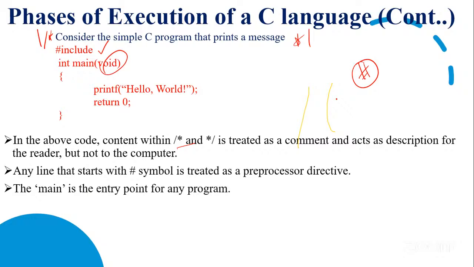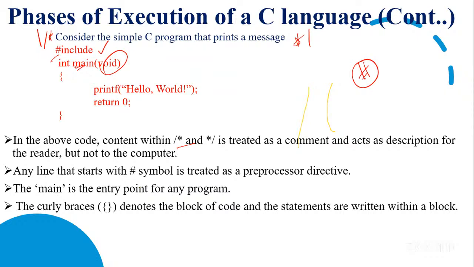The main is the entry point of any program. Whatever you write in C language will be executed, will be checked from the main function. So this is the main. This is the preprocessor directive section, the first one. And next, the main function will be there. After the main function, two curly braces should be there. Those curly braces indicate the starting and ending of the main function.